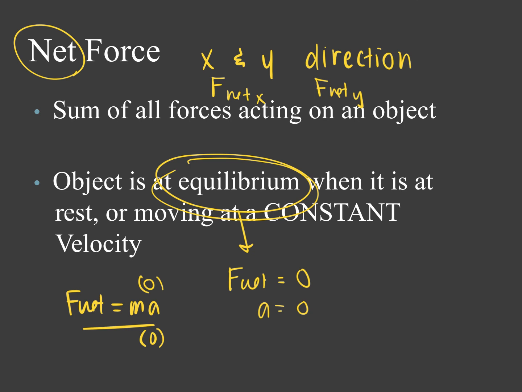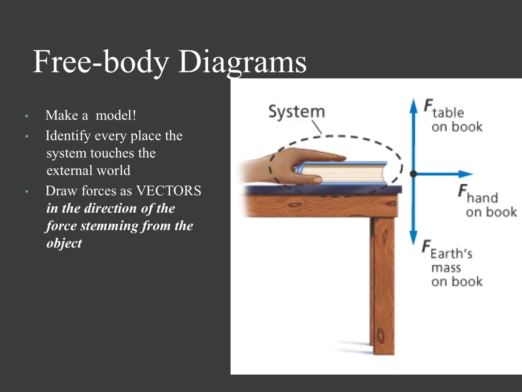Actually, I'm going to introduce a couple more things before I draw that out, because there's a couple things I need to draw that we haven't seen yet. Let's go ahead and look at our free body diagram here, okay? When we have force problems, we need to draw the diagram called a free body diagram. We have to identify every place the system has a force acting on it, and then we need to draw forces as vectors in the direction of the force stemming from the object.